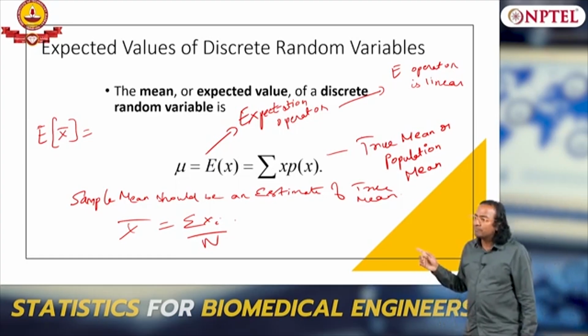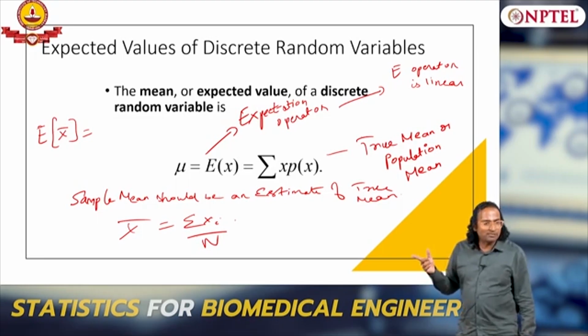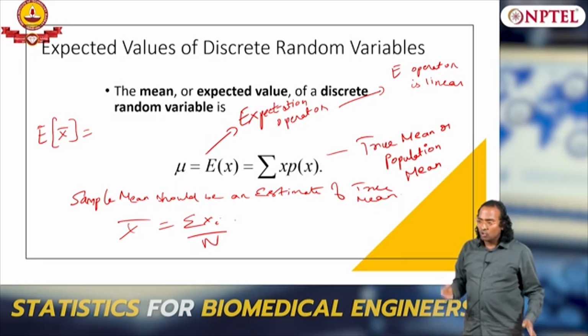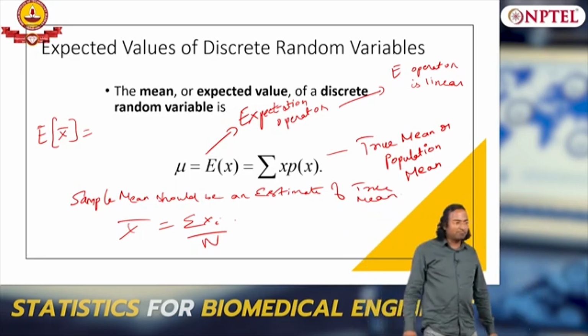Why is it random? Is it because of n? Suppose I fix n to be 10, is it still random or deterministic? Why? You take 10 samples, I take 10 samples, it will be different, period. So x bar is always a random variable. So can I take expectation of x bar?